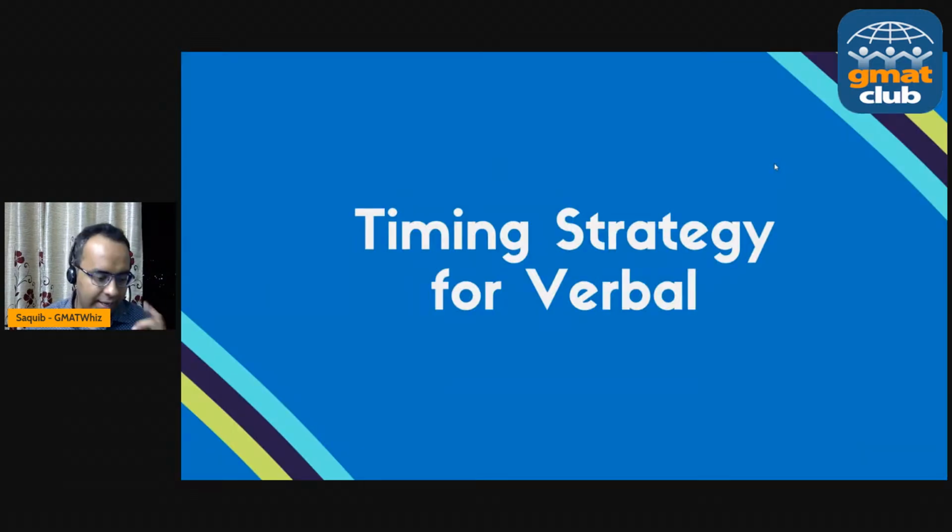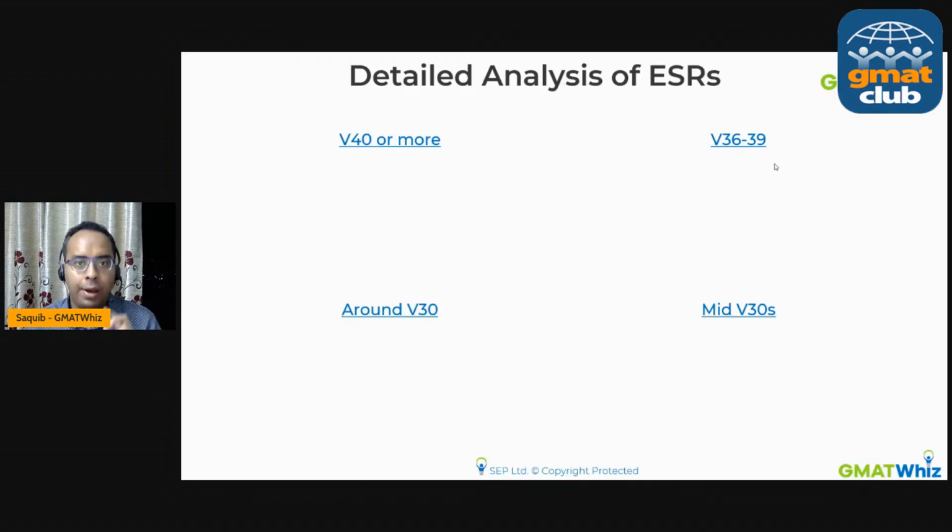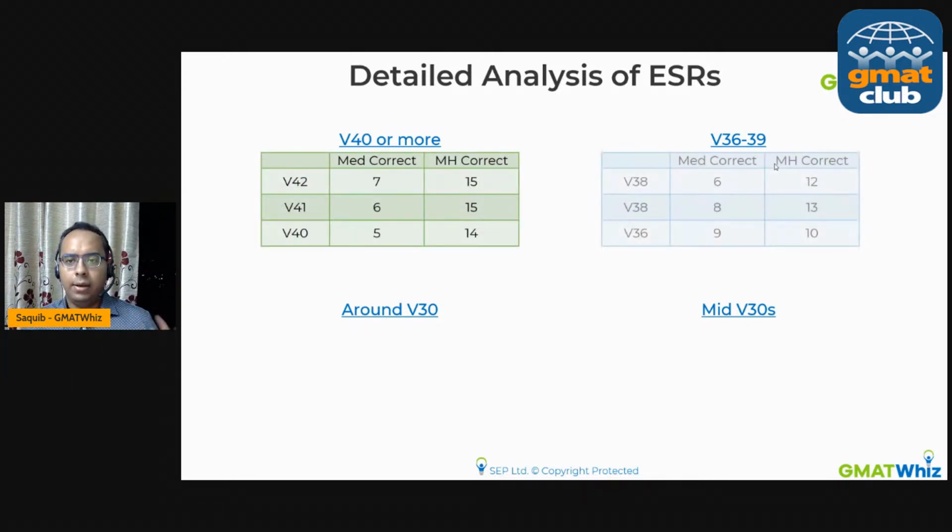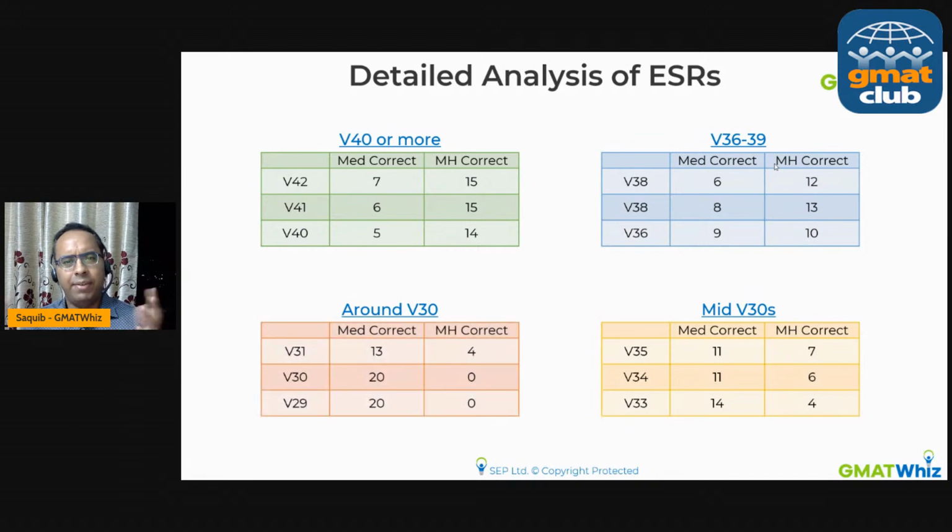So what is the timing strategy? And I think once you look at this, it should be clear. Somebody asked me a question about the difficulty level. See, understand, if you're looking at a V40 or a V36 or a V30, somebody asked me, I want a V30, how many questions can I do? So understand, these are the different tables and we have analyzed a lot of ESRs. On the basis of that, we have taken a calculated guess of the number of questions that you need to get correct to get a V40.